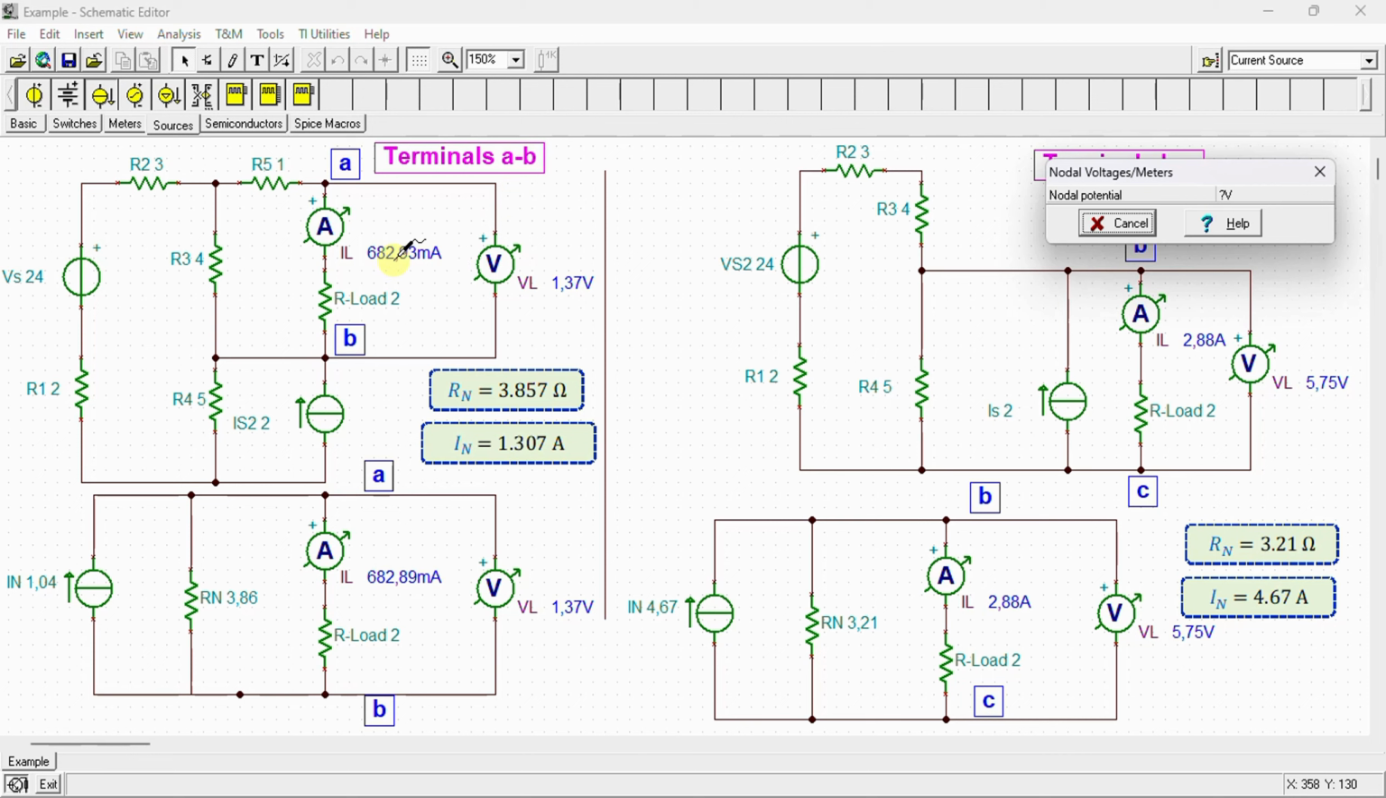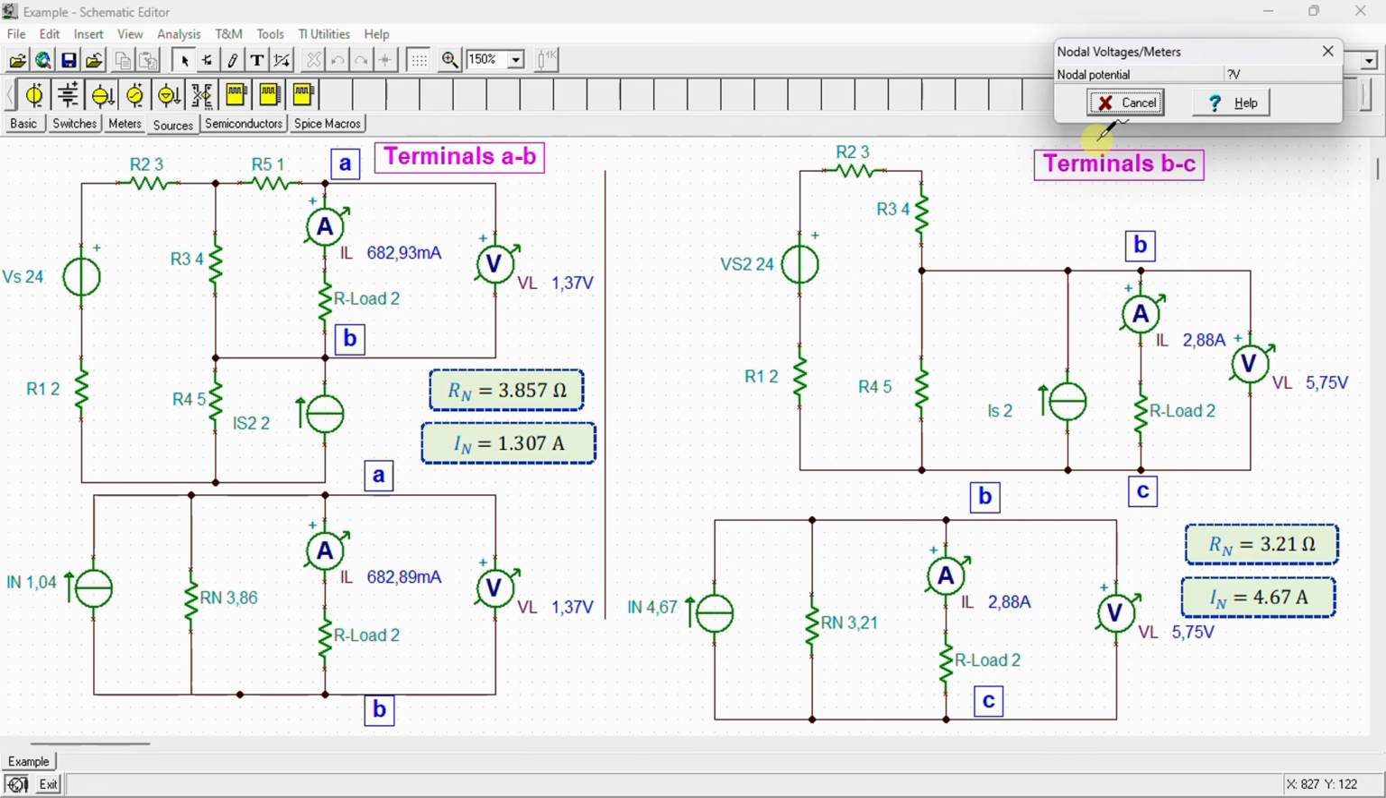We can see here that the current flowing through the load resistor is equal to 682.93 milliamps, and here in the Norton's equivalent circuit is equal to 682.89 milliamps. And the voltage across the load resistor is equal to 1.37, and here also 1.37 volt.